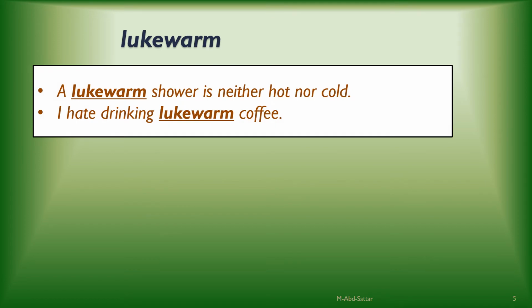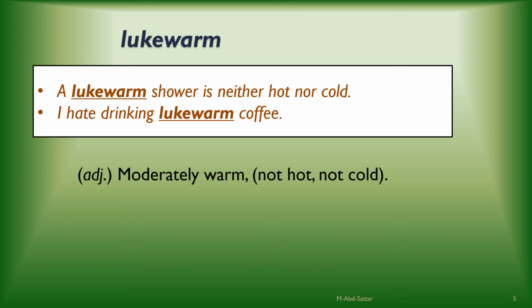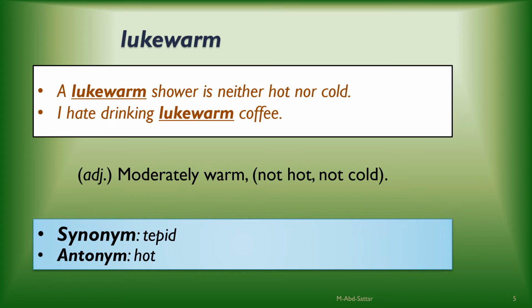Lukewarm. Example: a lukewarm shower is neither hot nor cold, which is going to be a good one. So a lukewarm shower is not hot, not cold. So the word as an adjective means moderately warm, not very hot, not very cold. Another example: I hate drinking lukewarm coffee. Many people love to drink hot coffee because it's a hot drink. So lukewarm coffee is not going to be good for them. A synonym of that word is tepid, which means almost the same, not hot, not cold. And the antonym or the opposite is hot. Let's move on.